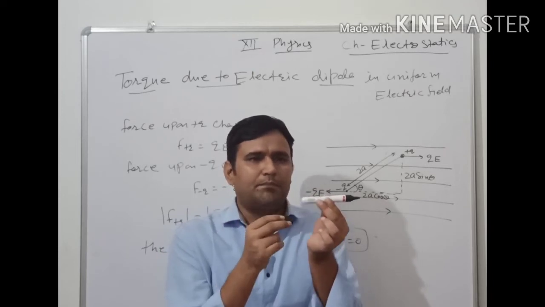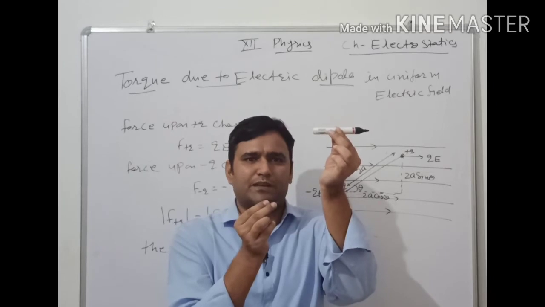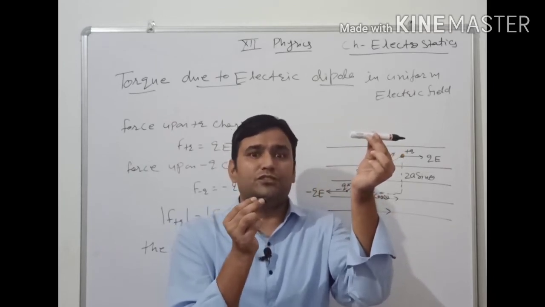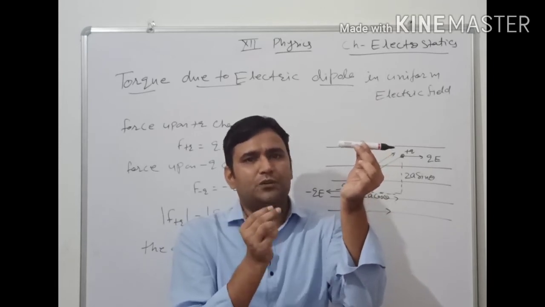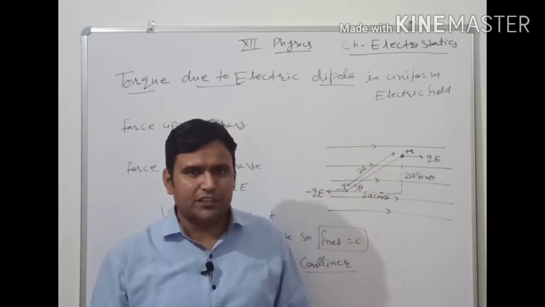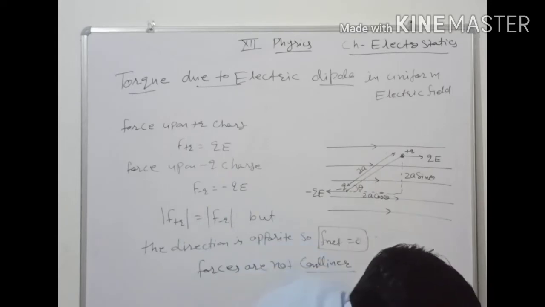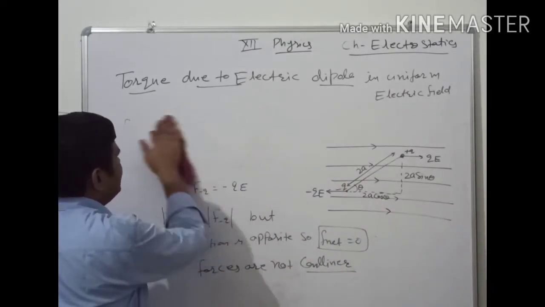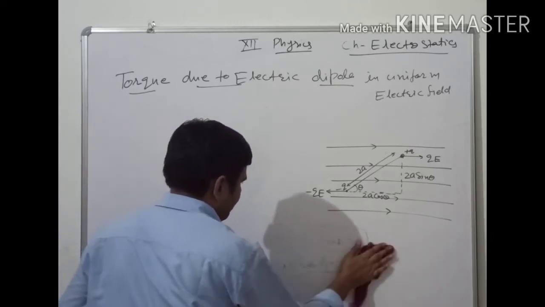But here the plus QE is at this place and the minus QE is at this place. The net force has a numeric value of 0, but as per their directions they are not collinear. It means there is a torque. Clear? That is how torque is generated when the net force is 0. Now we will derive the expression for it.